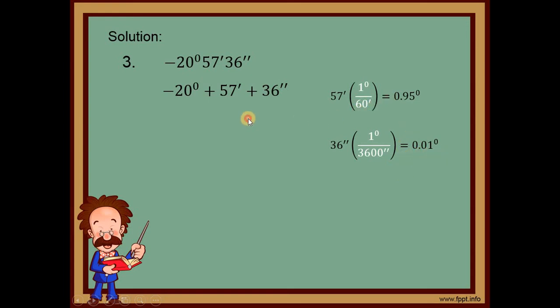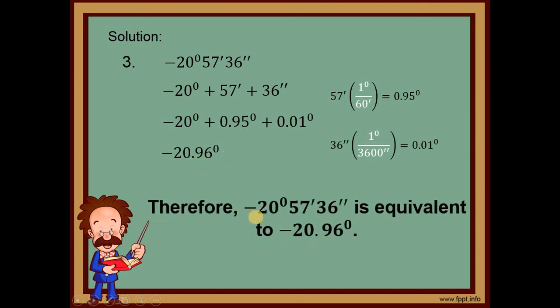Therefore, pwede natin siyang ipalit, substitute natin. We have negative 20 degrees plus, ang value nito ay 0.95 degrees. Nakuha natin kanina. 36 seconds, ang value niyan is 0.01 degrees. Next, add natin lahat. We got negative 20.96 degrees. So, therefore, negative 20 degrees, 57 minutes, and 36 seconds is equivalent to negative 20.96 degrees. And we're done.